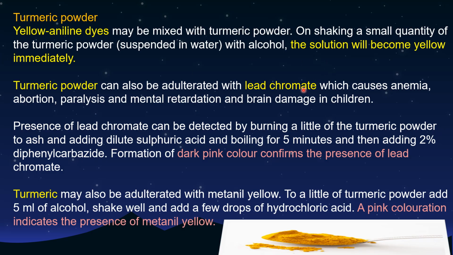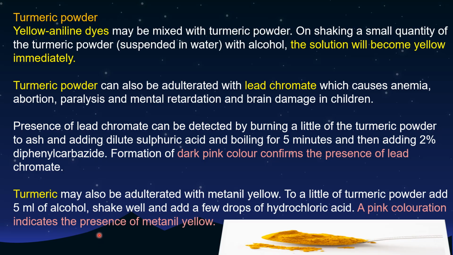Next, lead chromate presence. This is another chemical which can enhance the color of the turmeric powder, but it has a bad impact on health. It can cause anemia, that is iron deficiency, abortion, paralysis, mental retardation, and brain damage in children. It can be identified by adding dilute sulfuric acid and boiling for 5 minutes and then adding 2% diphenyl carbazide. We get a dark pink color to indicate the presence of lead chromate.